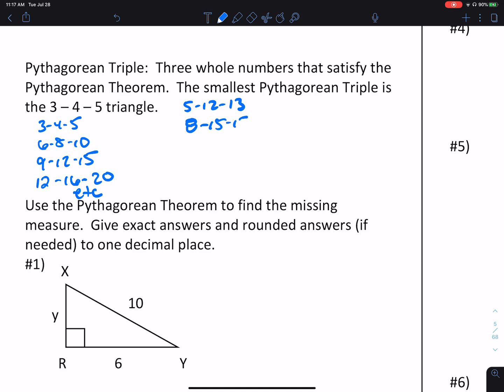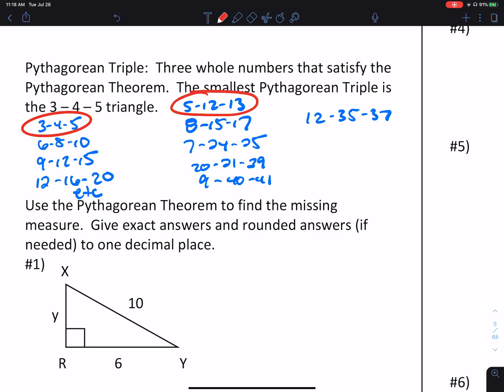There is also an 8, 15, 17 Pythagorean triple. There is a 7, 24, 25 Pythagorean triple. There is a 20, 21, 29 Pythagorean triple, a 9, 40, 41 Pythagorean triple, a 12, 35, 37. Am I asking you to memorize these? I am not. Minimally, you would memorize 3, 4, 5 and the 5, 12, 13. If you wanted to take it upon yourself to memorize some of these other Pythagorean triples, go for it. If you don't want to, it's fine. If you don't recognize a Pythagorean triple, it's going to add anywhere between 10 to 90 seconds to the problem.